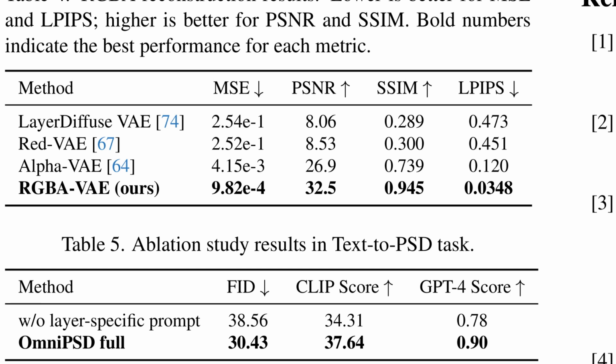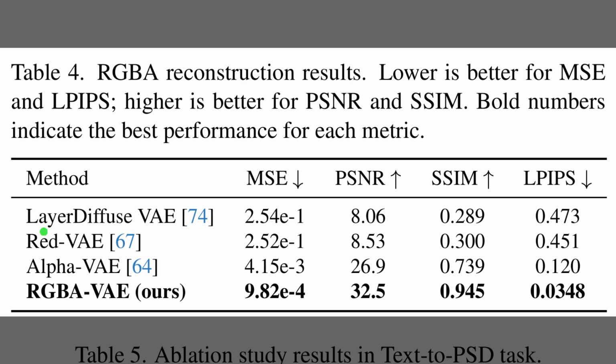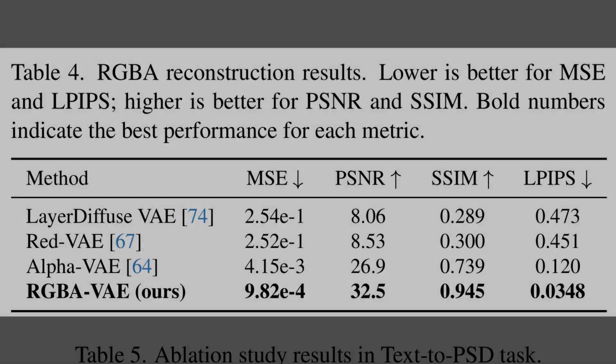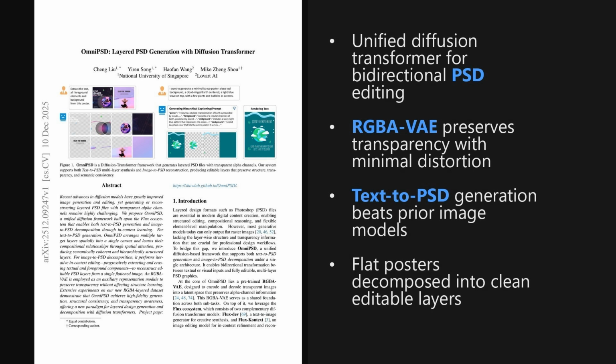Table 4 shows that the transparency-aware RGBA variational autoencoder reconstructs layered images far more accurately than previous variational autoencoders. A variational autoencoder is a compression model that learns to encode and decode images, so better scores mean cleaner reconstructions. Compared with LayerDiffuse, the RGB variational autoencoder, and the alpha variational autoencoder, the new model achieves the lowest mean squared error and perceptual distance and the highest peak signal-to-noise ratio and structural similarity, which together indicate crisp details and well-preserved alpha channels.